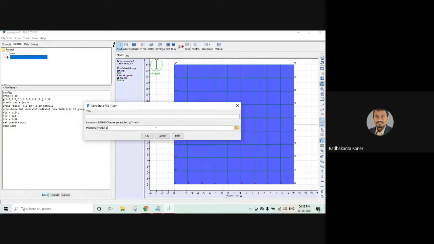Okay, here you see the interesting thing. One was the file initially started, but after the model is run, it has to be saved in an extension file, dot sav, save mode. Okay.